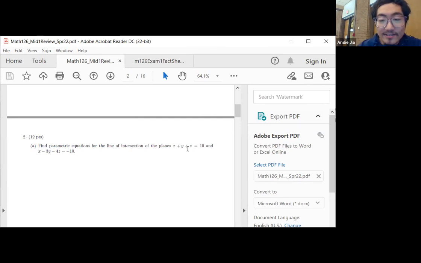And then we just need to find, say, y equals 0, z equals 0, and then just the final point. And then you should get a parametric equation like x plus whatever, y equals y plus whatever, z plus whatever. And then that is your parametric equations.